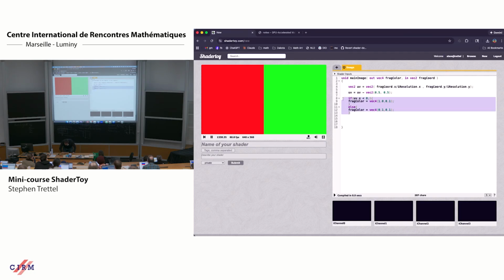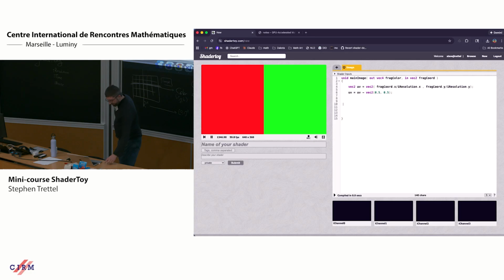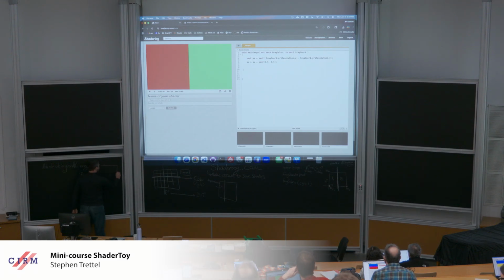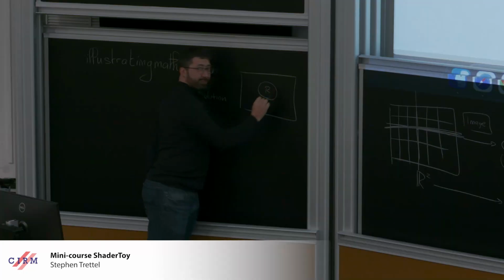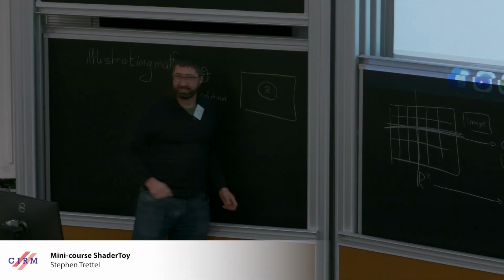Well, let's draw something more fun than half the plane. What's more fun than half the plane? A circle's more fun than half the plane. Let's draw a circle. Okay, so I want to draw a picture, and let's make the Japanese flag. So let's make a red circle on a white background.